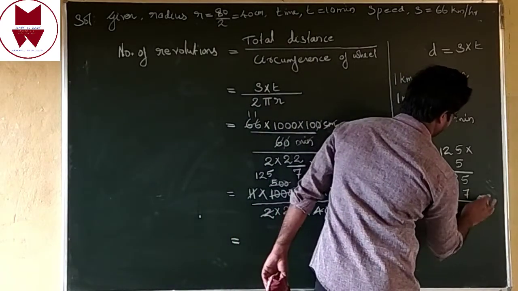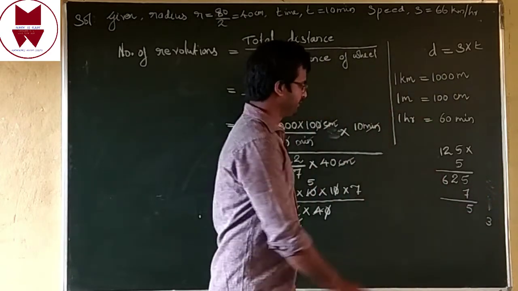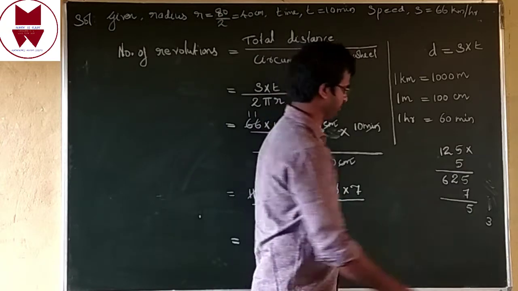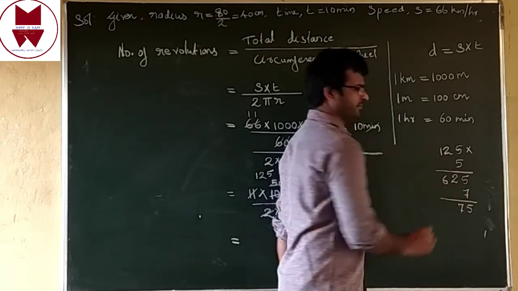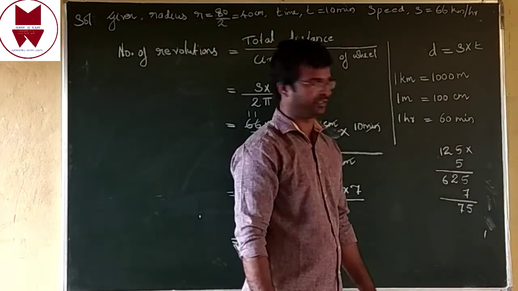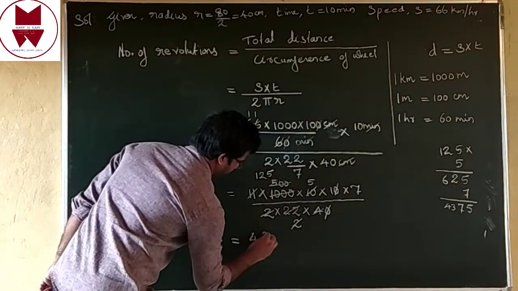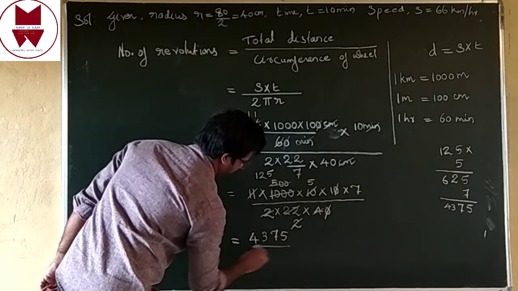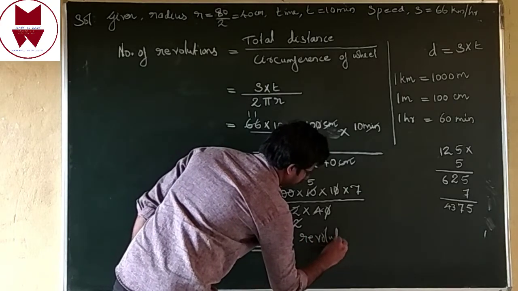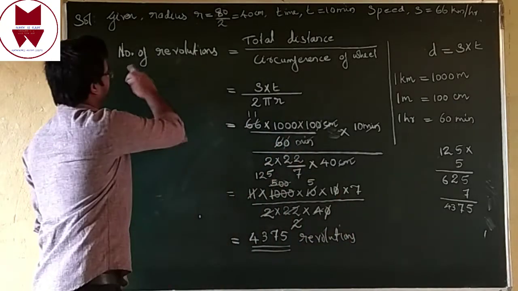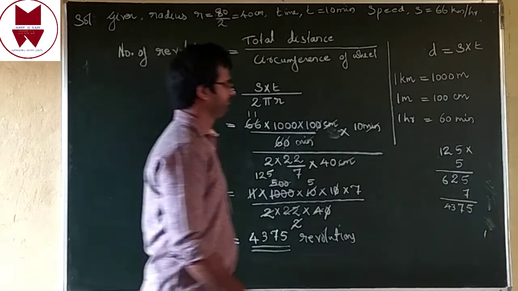Again one more number is there, that is 7. Multiply by 7. 7 into 5, 35, remainder 3. Then 7 into 2, 14. 14 plus 3, 17, remainder 1. 7 into 6, 42, isn't it? 42 plus 1, 43. 4, 3, 7, 5. 4,375 revolutions. That means the number of revolutions is equal to 4,375.